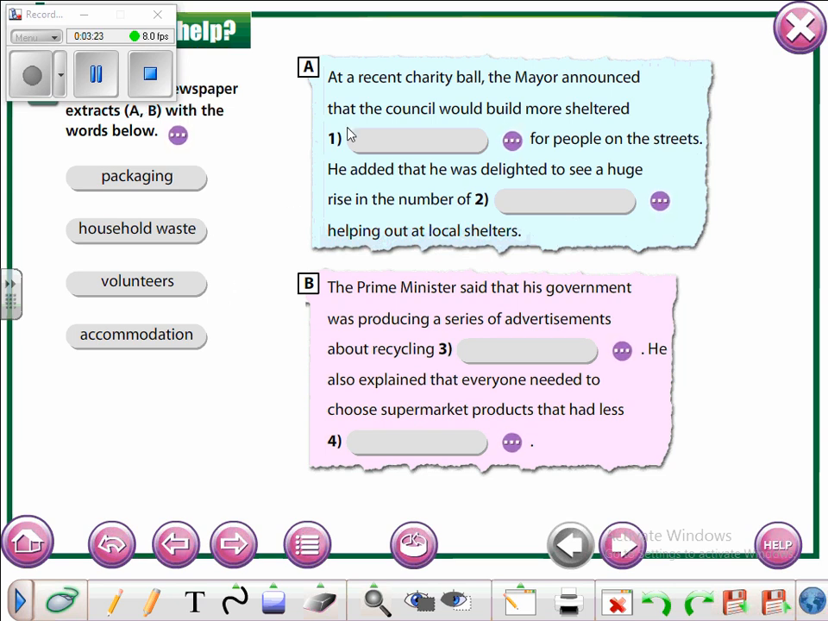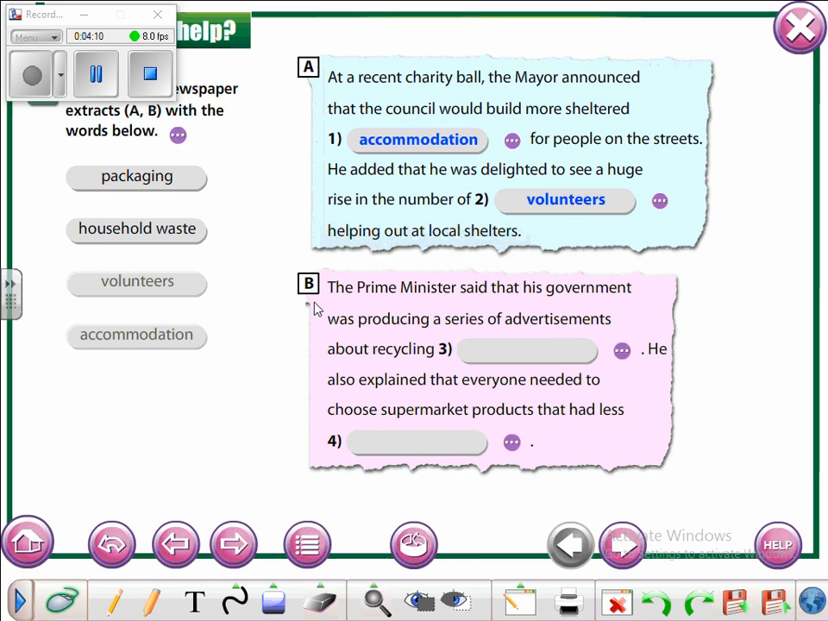Reading the first extract. At a recent charity ball, the mayor announced that the council will build more shelters for people on the streets. So, he would build what? What's here related to buildings or places to stay in? Yes, accommodation. He added that he was delighted to see a huge rise in the number of volunteers helping out at local shelters. So, who can help out? Yes, the volunteers. Volunteers are people who do a service for free. They don't take money in return. They're just helping because they want to help.